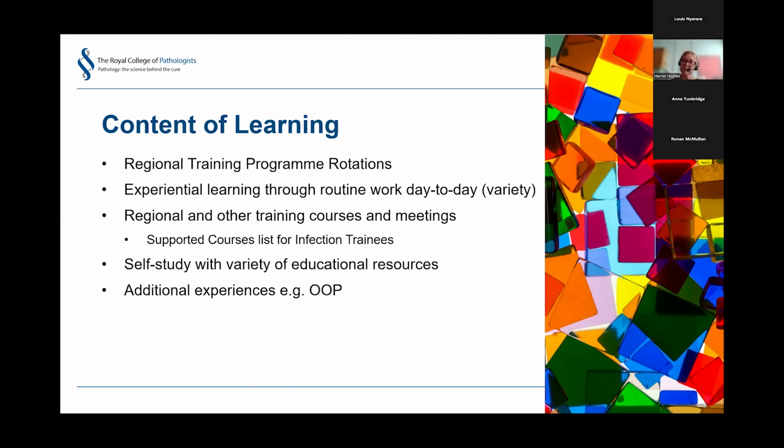Within your training programmes, you'll have regional training, you'll have training days, but it's worth remembering that there are national training days and opportunities as well through all sorts of different routes, but particularly specialist societies or colleges or other training courses and meetings. And through the SACs last year, we put together a list of courses and conferences that we thought you might find helpful.